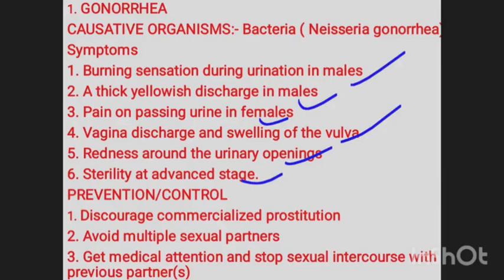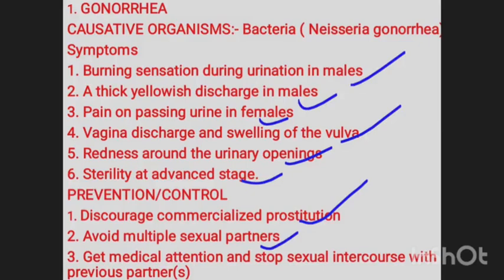Now let's look at prevention and control. Number one is to discourage commercialized prostitution. So those people that we call sex workers, those people that offer their body for sex in exchange for money, such practice should be discouraged. Then number two, avoid multiple sexual partners.